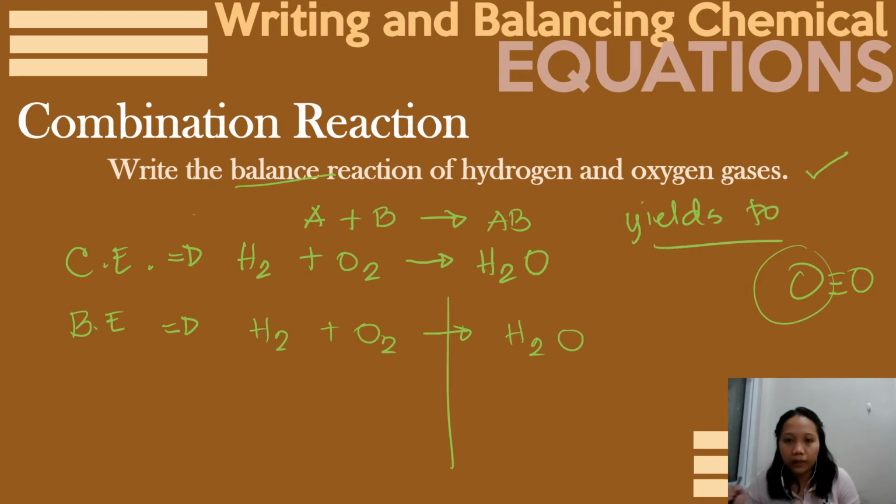That would be water in this case because you only have one product. So you list down all the elements that are present in your reactant side, and that is hydrogen and oxygen. List down all the elements that are in your product side, and that is hydrogen and oxygen as well. Then determine how many atoms are there. I'm talking about atoms, not number of moles.